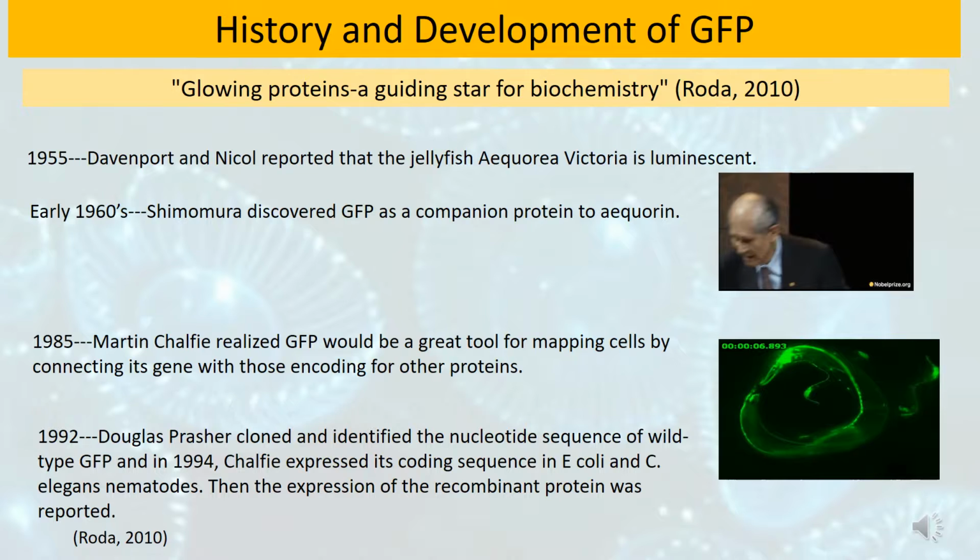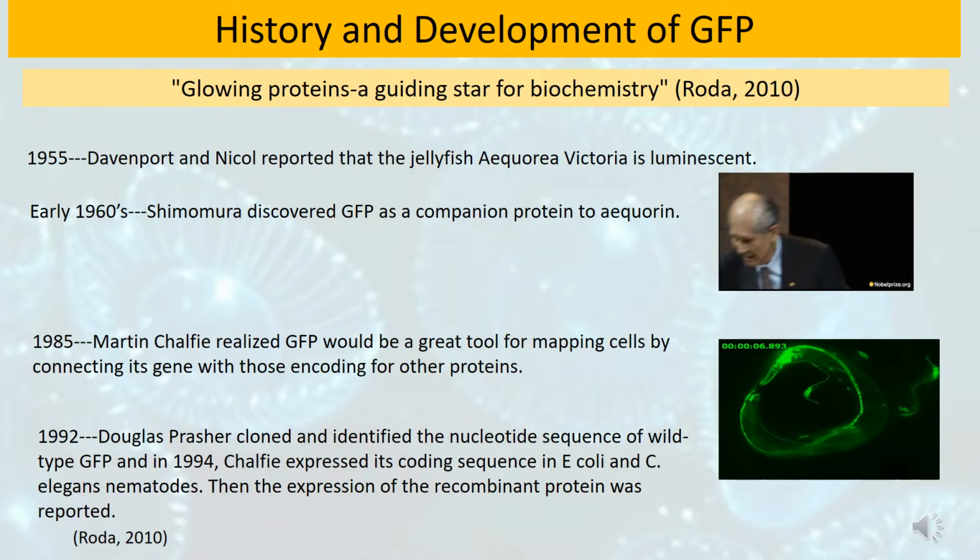The history and development of GFP covers a period from 1955 up until 2008, when Chalfie, Shimomura and Chen were presented with the Nobel Prize for Chemistry. Of course, research is still taking place, finding more uses for GFP. When presented with the award, the discovered glowing luminescent protein was described as a guiding star for biochemistry.